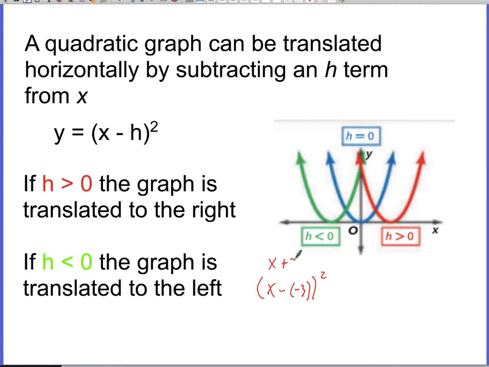is going to look like x plus 3 squared. And so if I'm actually adding a number, then I'm moving to the left. But if I'm actually subtracting a number, then I'm moving to the right. Okay, so we've got to be careful with that. That's, I think, one of the more confusing aspects of the formula. But once you've seen it a few times, it should make sense.